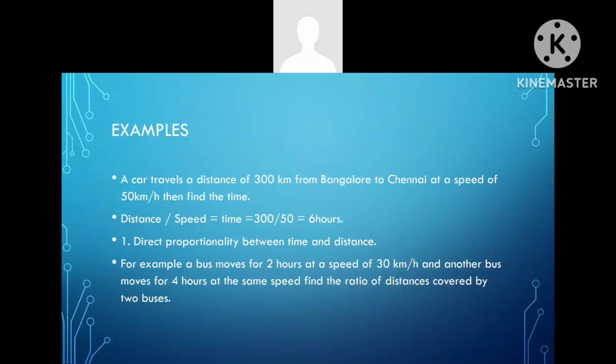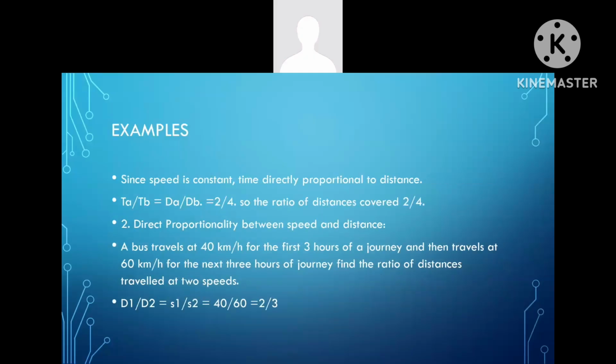Then direct proportionality between time and distance. For example, a bus moves for 2 hours at a speed of 30 km per hour and another bus moves for 4 hours at the same speed. Find the ratio of distances covered by the two buses. Since speed is constant, time is directly proportional to distance. TA by TB equals DA by DB, that equals 2 by 4. So the ratio of distances covered is 2 by 4.